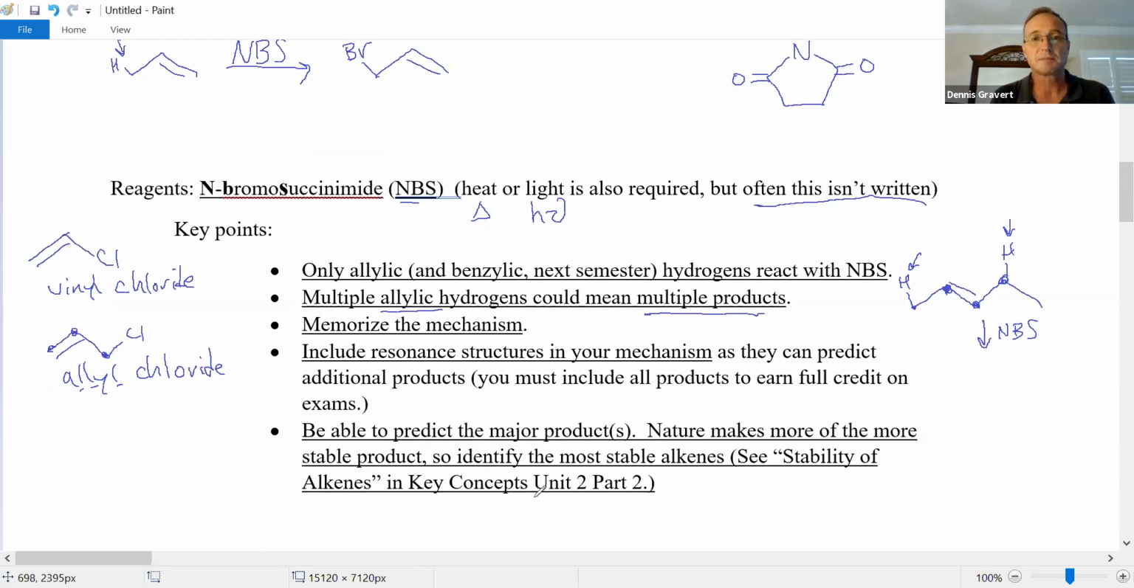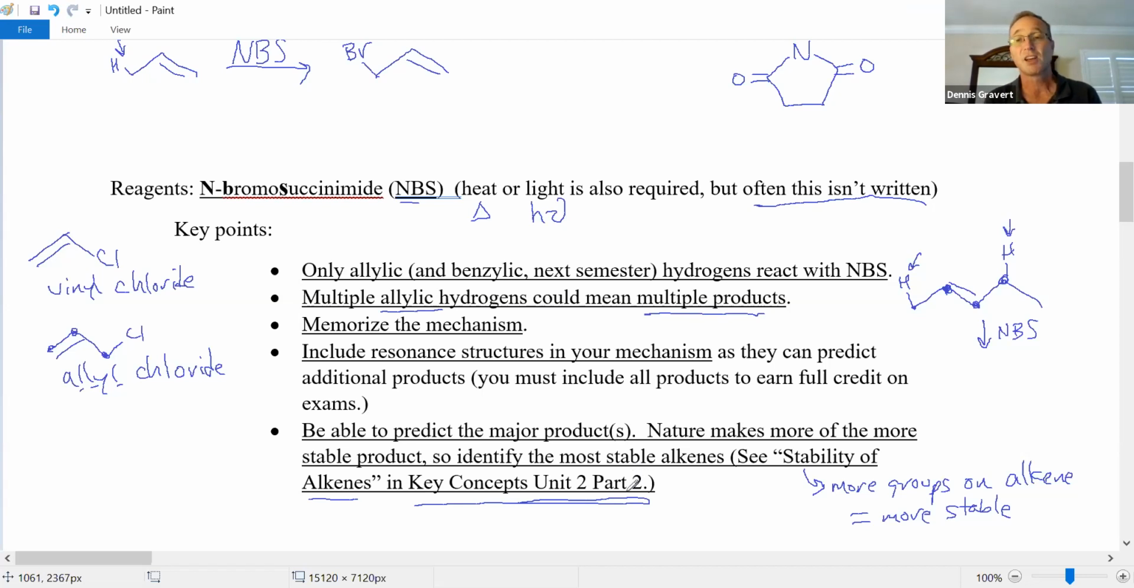Back in Key Concepts, Unit 2, Part 2, we talked about the order of stability of alkenes. And the simple trend was more groups on an alkene, the more stable it is. So we're going to use that pattern to predict, hey, which will be nature's favorites. When nature makes several molecules, several products of a reaction, she doesn't make equal amounts of all those possibilities. She has some favorites. She makes more of the more stable product.